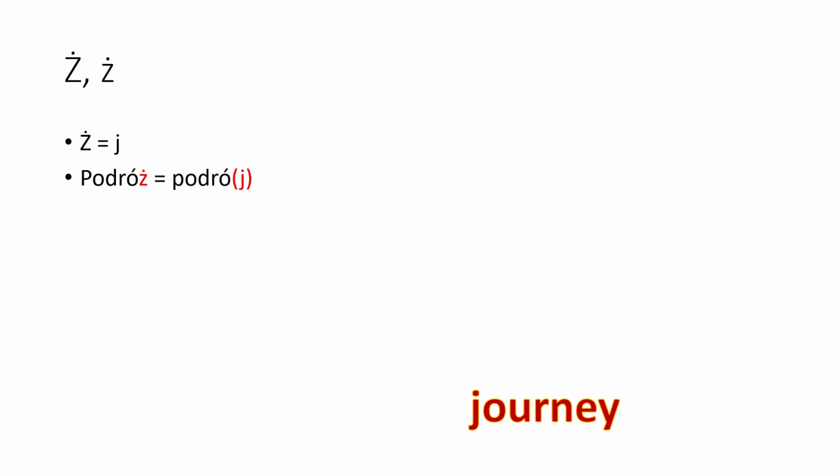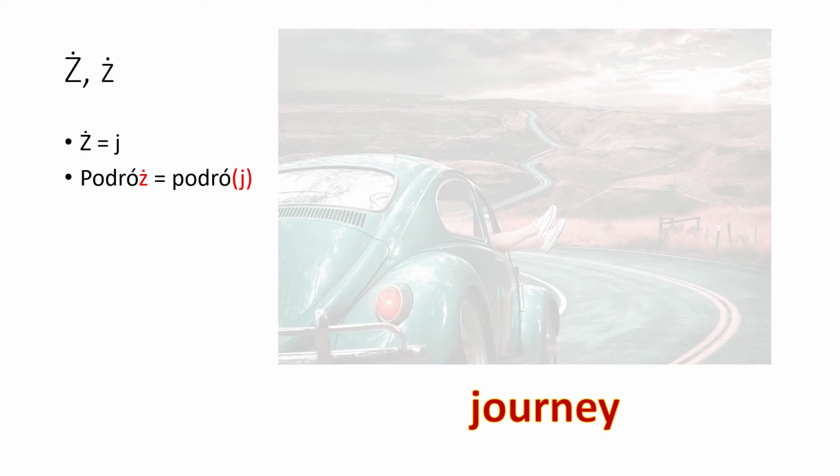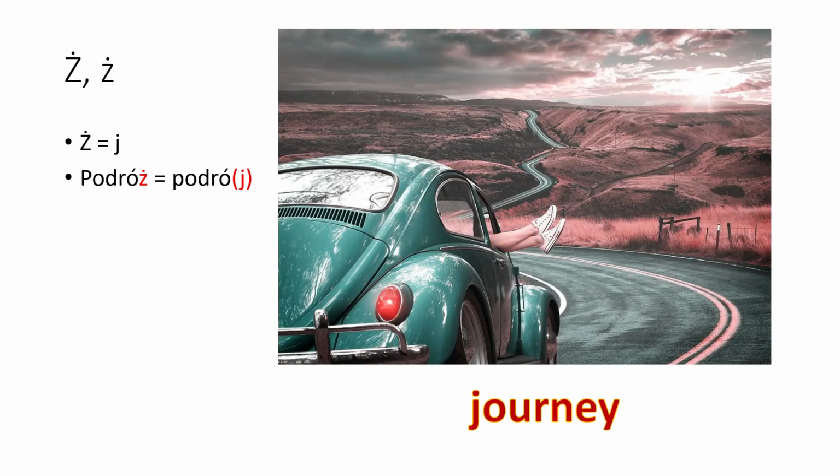Okay, so this Z with the dot is pronounced like the J in English. So, podróż. Okay? Podróż. Not translate it, just replace the G with the J. Podróż. Okay? Journey. Or it can be travel. In this case, it's journey.